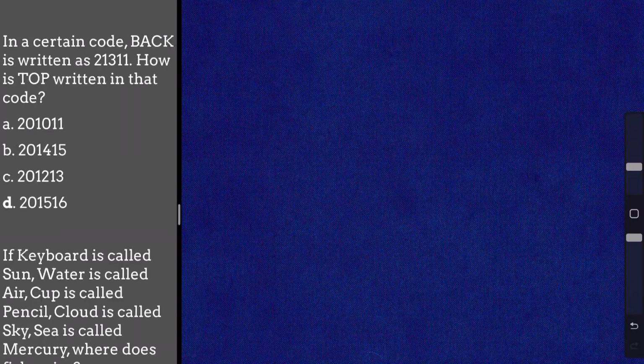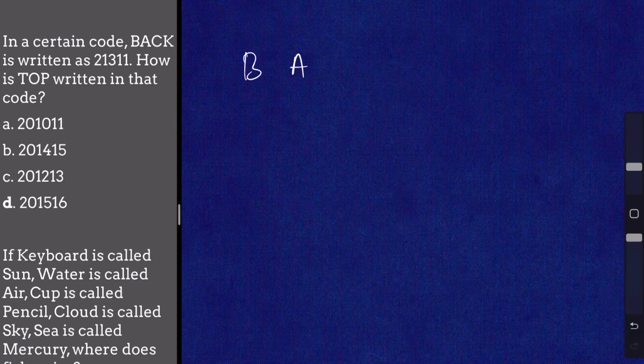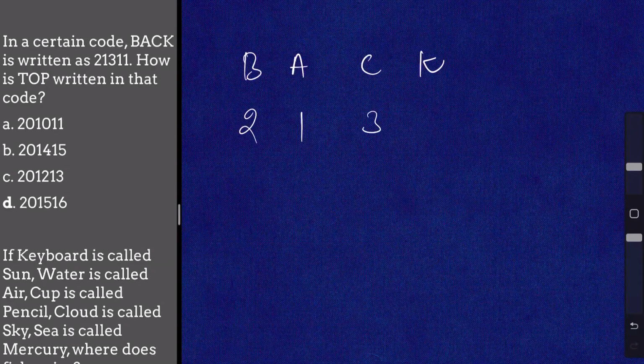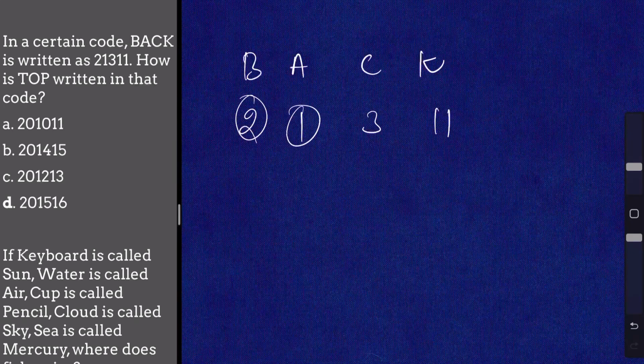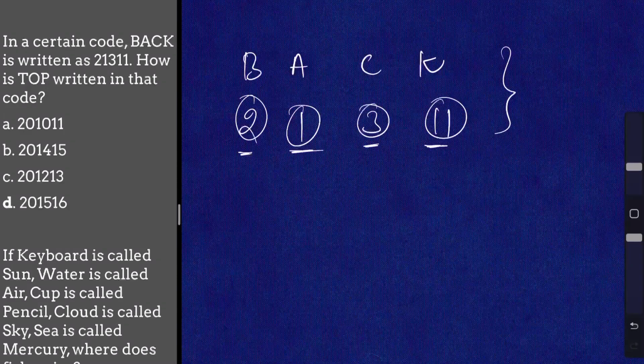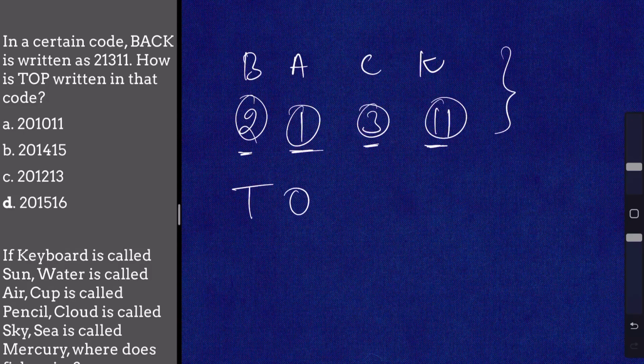In a certain code, BACK is written as 21311. You can immediately notice that it is nothing but the order in the alphabet. So the first letter is A, second would be B, third would be C, and 11th would be K. That's it. So once you decode this, the next part of the question would be very easy. So how would TOP be written?